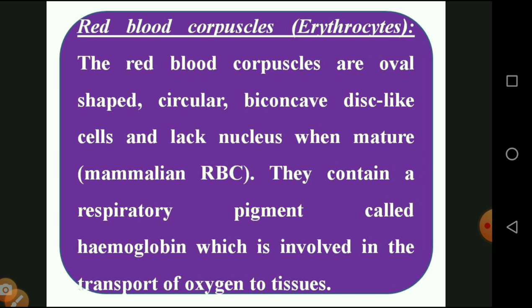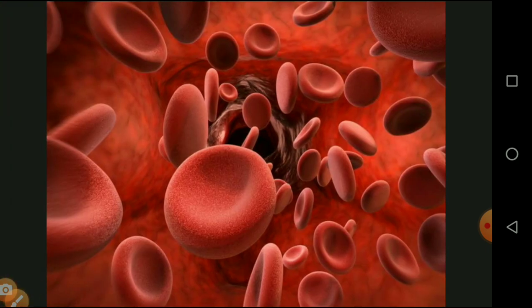They contain a respiratory pigment called hemoglobin, a red-colored substance. Hemoglobin is a quaternary type of protein which is involved in the transport of respiratory gases. At the time of inhaling, the RBC carries oxygen, and at the time of exhaling, it is taken out in the form of carbon dioxide. And this is the diagrammatic representation of the biconcave disc-like structure of RBC.